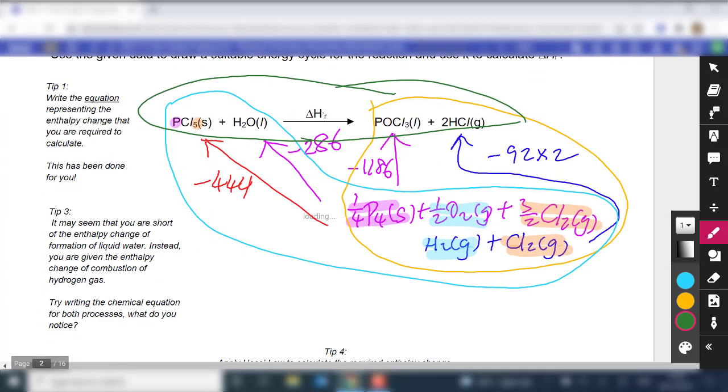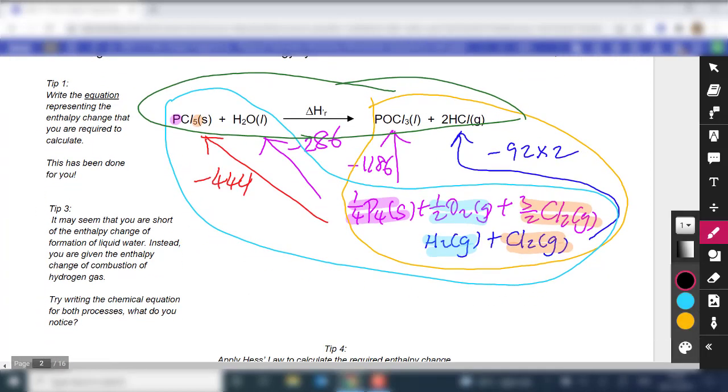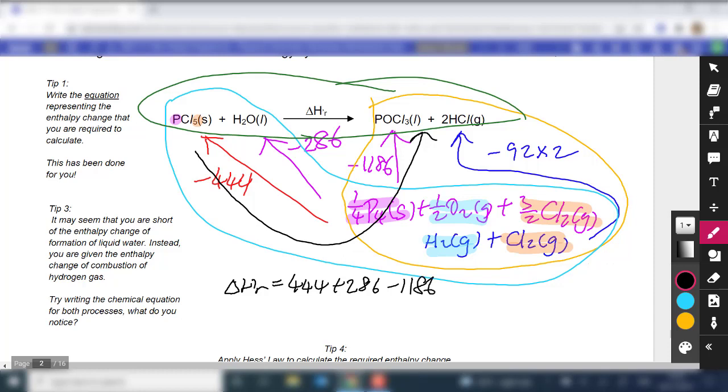So again, how are we going to sum everything up? We're going to go anti-clockwise from left to right. If you are in the same direction of the arrows, you just keep the sign. Opposite direction, just reverse the sign. The enthalpy change of reaction here therefore equals 444 plus 286 minus 1186 and minus 92 times 2. Once I sum up everything, I end up with negative 640 kilojoules per mole.